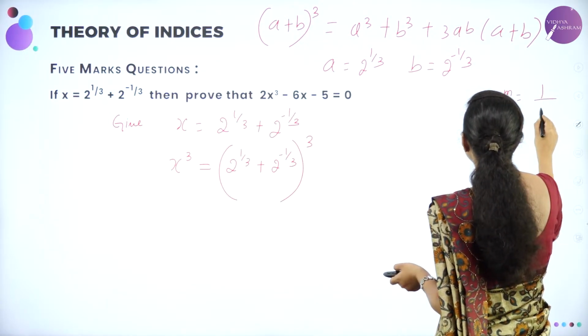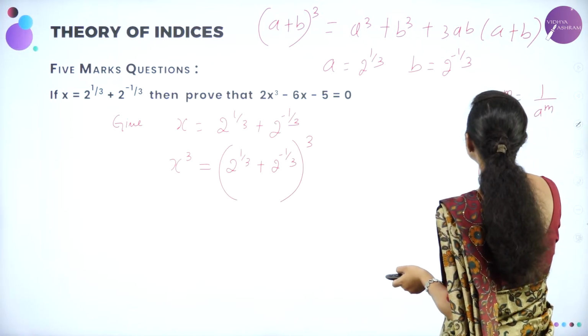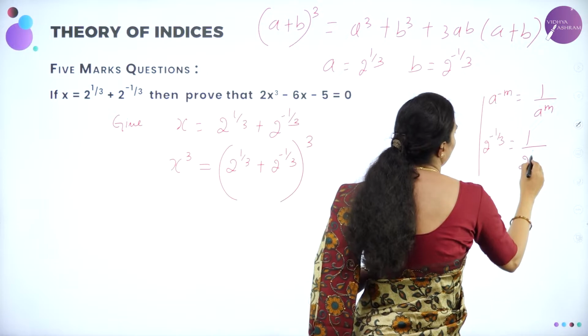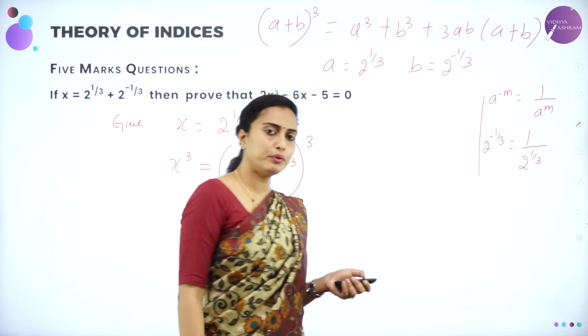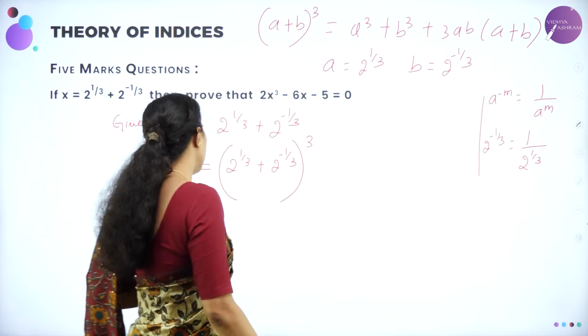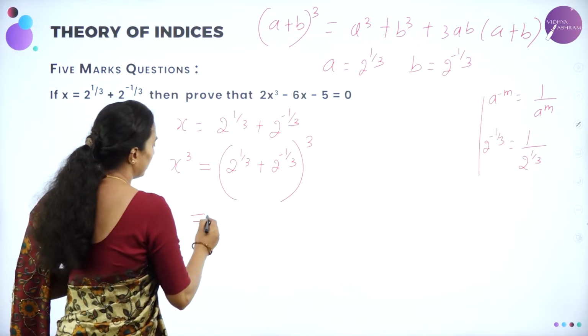1 by a power m. What is 2 power minus 1 by 3? You can write it as 1 by 2 power 1 by 3. This you have to observe. I'm using that formula. So next we'll be moving on to expanding.